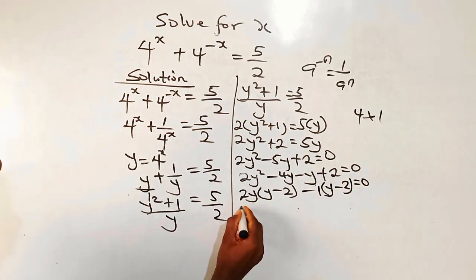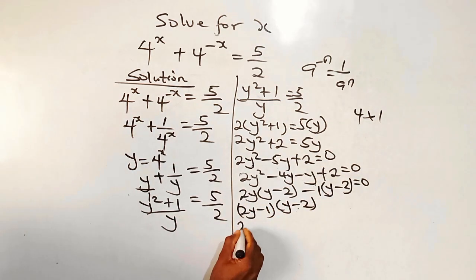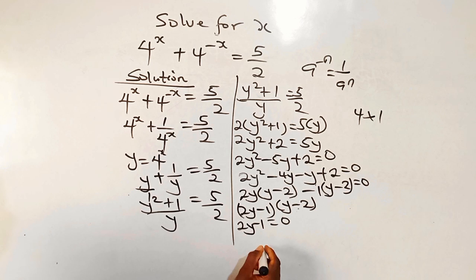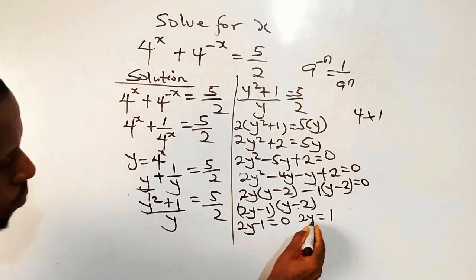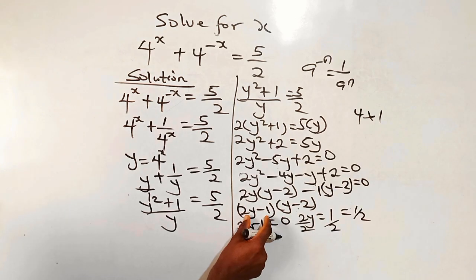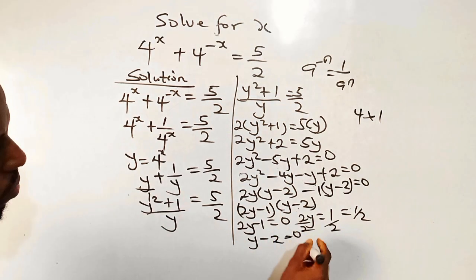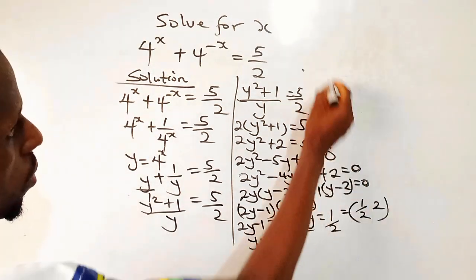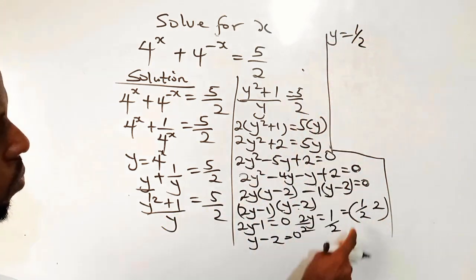So we can pair this with this. We have 2y minus 1 times y minus 2 equals 0. For 2y minus 1 equals 0, that means 2y equals 1. When you divide both sides by 2, you have y equals 1 over 2. In this case, y minus 2 equals 0, so when you transfer 2 to the other side, you have y equals 2. And here y equals 1 over 2.